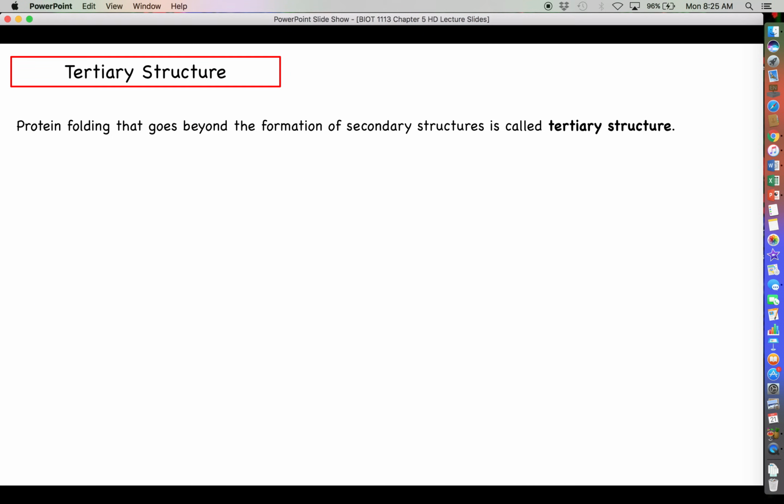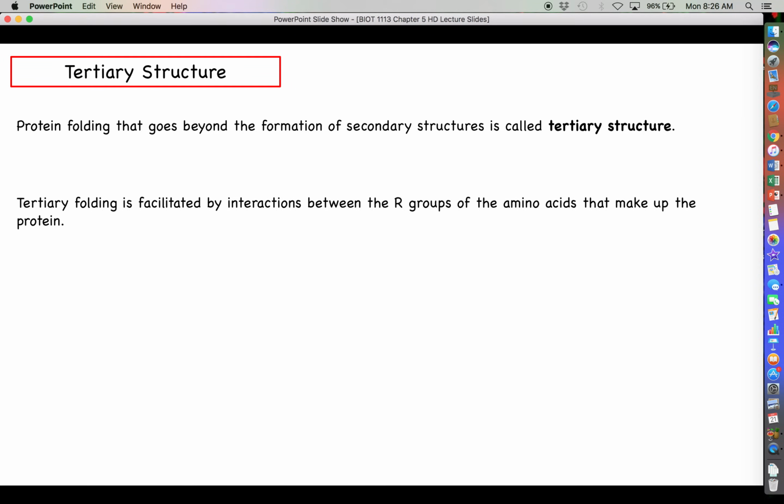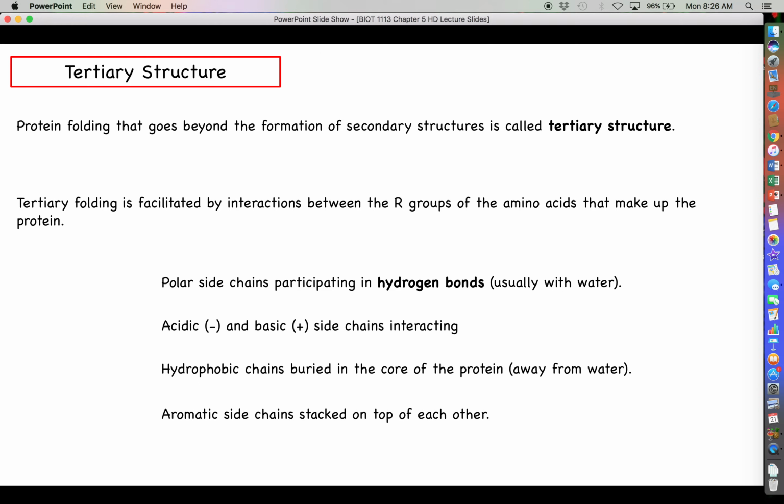So the final step in the protein folding process is called taking on a tertiary structure. So this goes even further beyond the secondary structure. Tertiary folding, as we discussed before, is facilitated by the interactions between the R groups of the amino acids that make up the protein, whereas secondary structure is facilitated by interactions between the atoms that actually make up the backbone of the protein. So these are the rules that we laid out before, so it bears mentioning again.